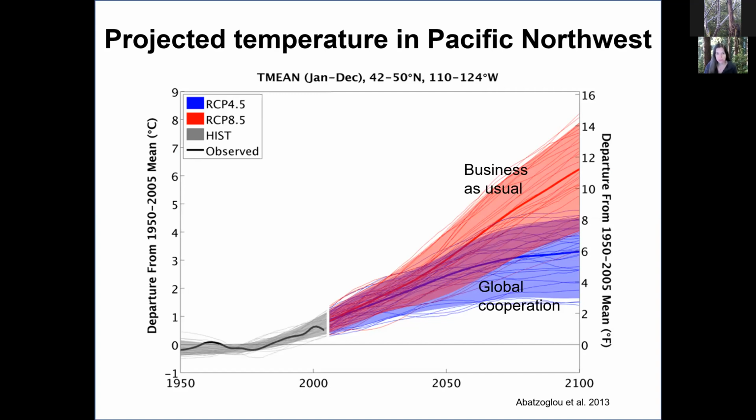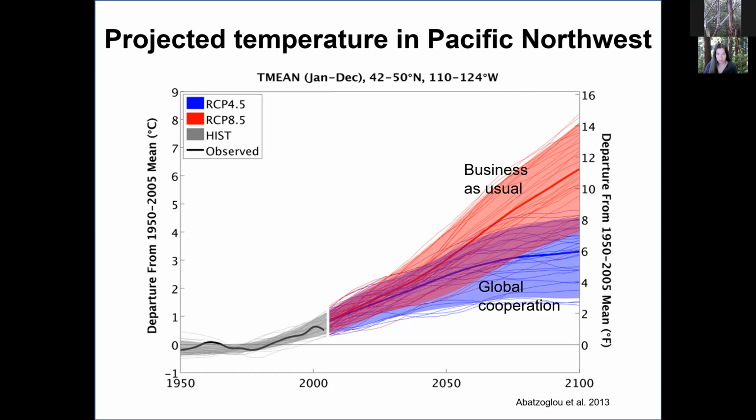There are a couple of different scenarios that are used for these global climate models in terms of the concentration of greenhouse gases in the future. These are called representative concentration pathways, or RCPs. So we have RCP 4.5, which says, you can see here, global cooperation. It's likely that we're going to substantially reduce greenhouse gas emissions and limit the temperature increases.